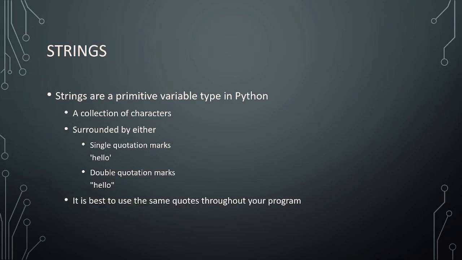It is best practice for you to use the same quotes throughout your program. So if your program starts using single quotes, you stick with single quotes for the program. If you start with double quotes, you stick with double quotes for your whole program. There are cases where you might want to mix and match, but in most cases it's best to keep the same quoting system throughout the whole program for your strings.